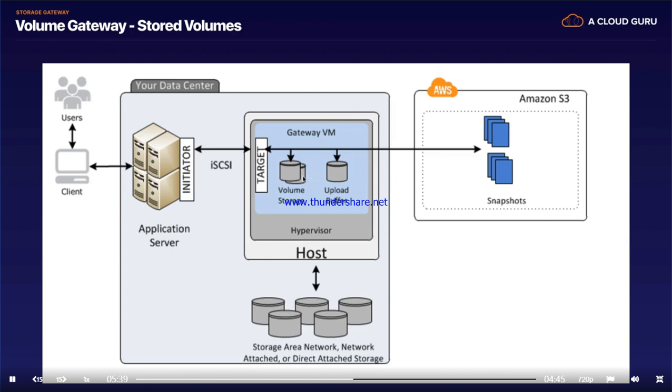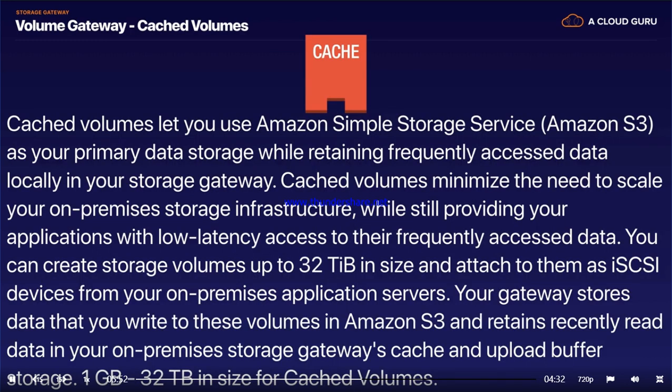And essentially, we're creating volumes on this host. And then what's happening is the virtual machine is replicating these volumes up to AWS and storing them as snapshots in S3. Cached volumes is slightly different, so you do have to remember the differences between them. Cached volumes basically doesn't keep the entire data set locally. It only keeps the most frequently used data in your storage gateway.